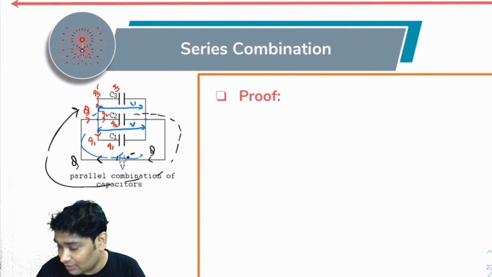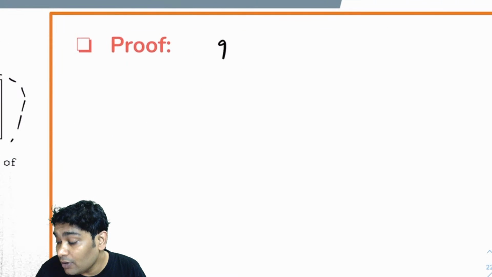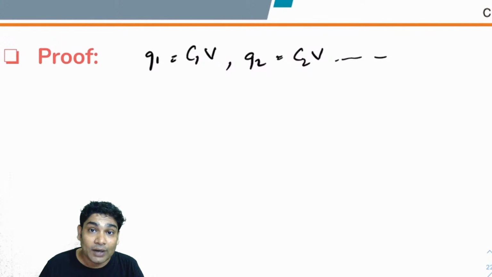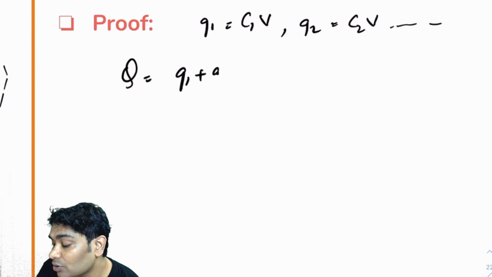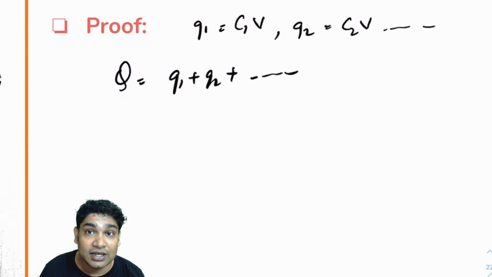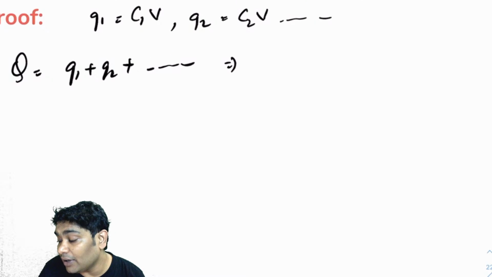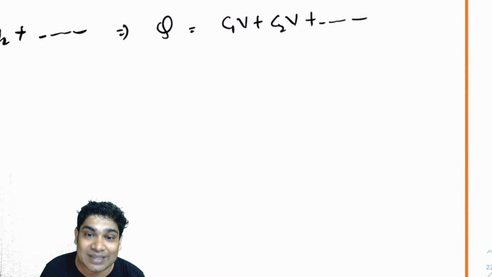Alright, let's use the fact. What is the value of Q1? Q1 equals C1V. Similarly, Q2 equals C2V and so on. Now, what I can say is capital Q would be Q1 plus Q2. And for whatever number of capacitors you connect, if you add the individual charges stored on the individual capacitors, I should get the total charge. So what am I getting? I am getting total Q equals C1V plus C2V plus all the charges on such capacitors.